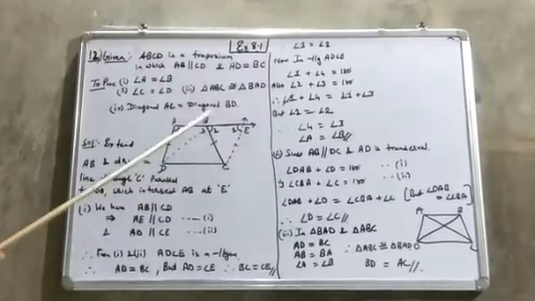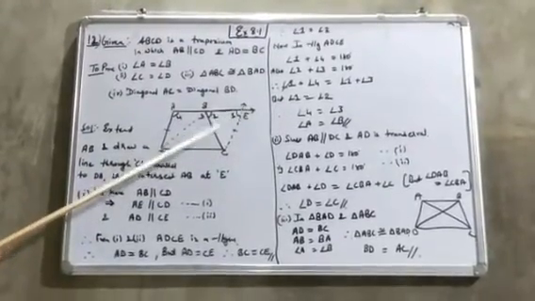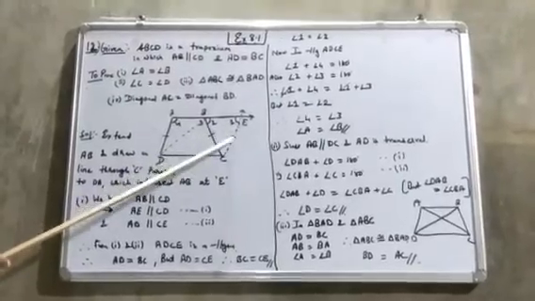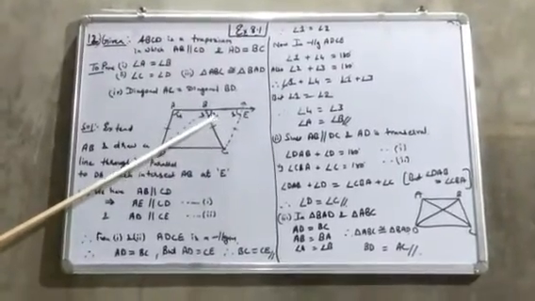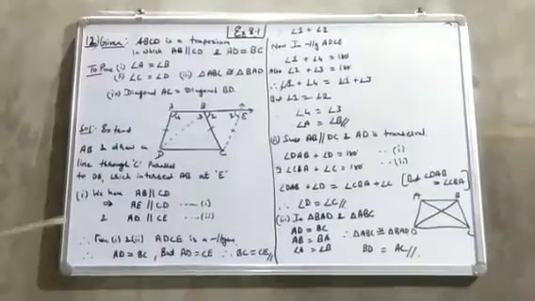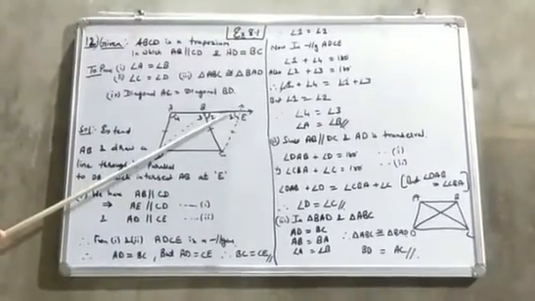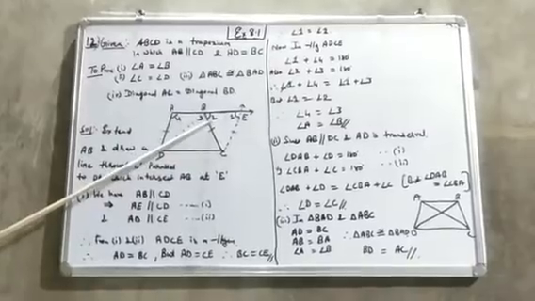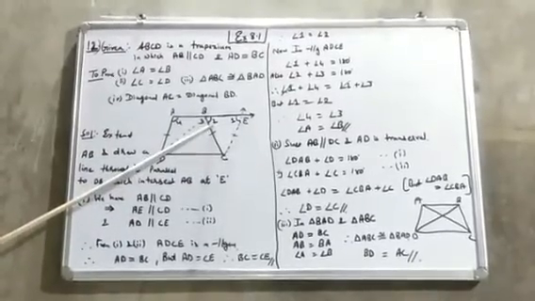Take this triangle. In triangle BCE, BC and CE, these two sides are equal. Can I say angle 1 and angle 2 both are equal? Yes, angles opposite to equal sides are equal. So I have abbreviated the angles as 1 and 2. So angle 1 and 2 are equal.